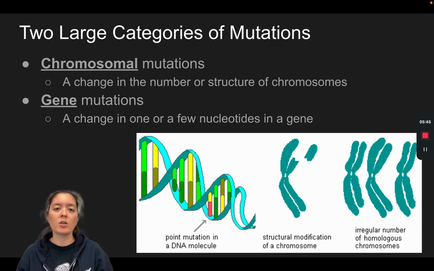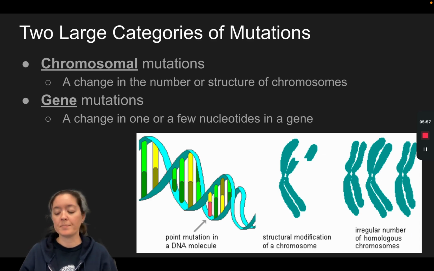The other type of large category of mutations is called gene mutations, and that's the one we looked at with our red blood cell, where there's a change in a few of the nucleotides on a gene, or it could be just one, like we saw with the sickle cell.